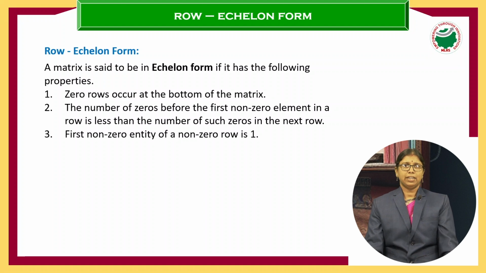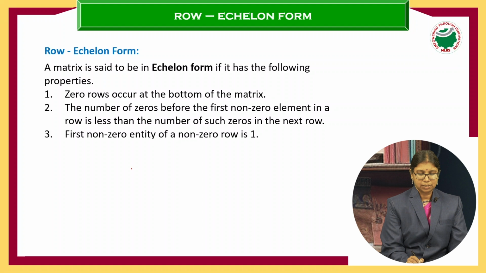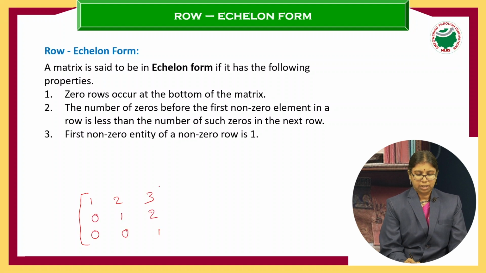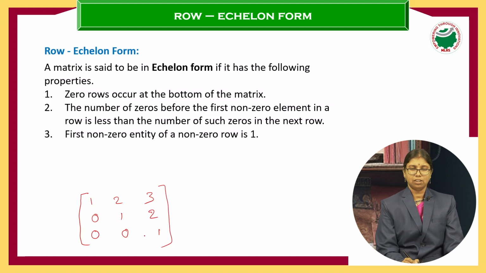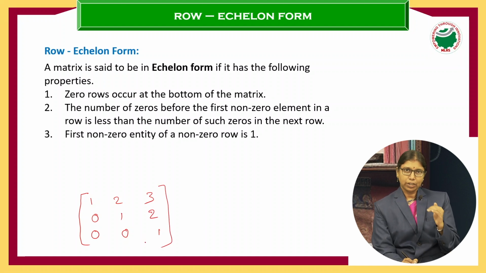Suppose I am taking an upper triangular matrix. I am choosing one upper triangular matrix like 1, 2, 3, 0, 1, 2, 0, 0, 1. I have taken some 3 by 3 upper triangular matrix. All the lower diagonal values are 0 in this case. Now you compare this matrix with the conditions of echelon form.